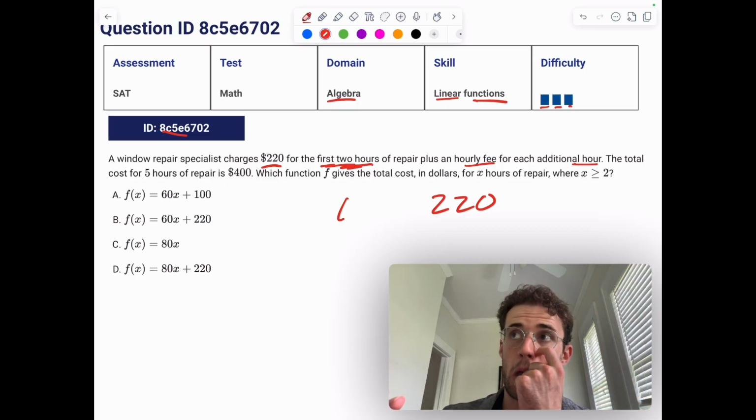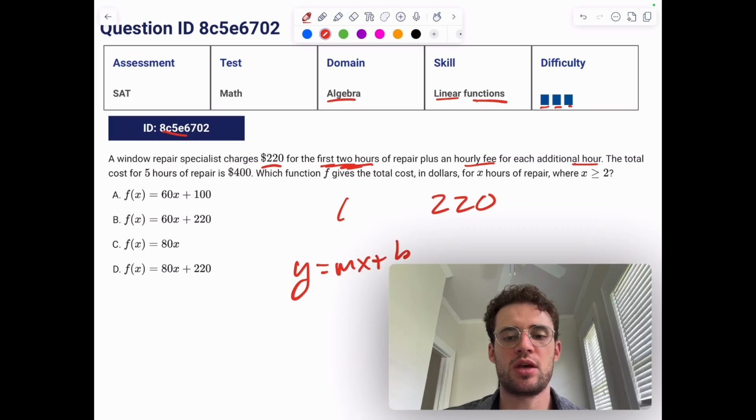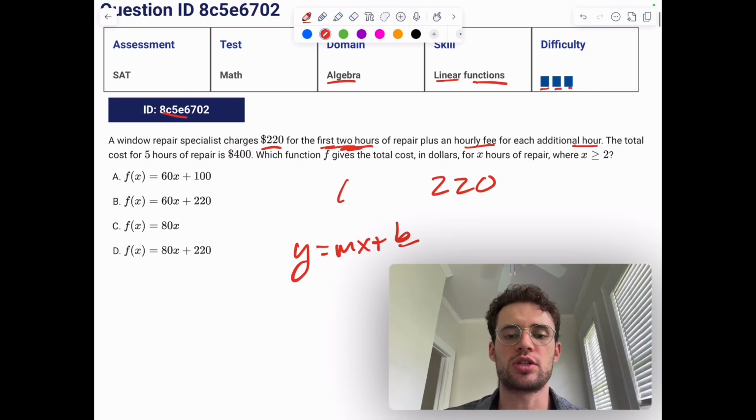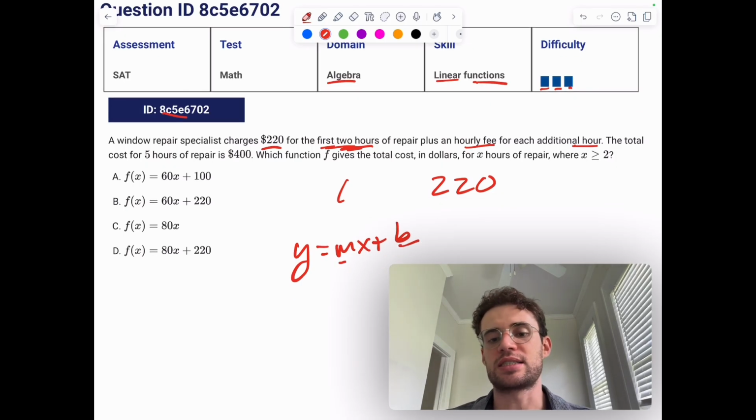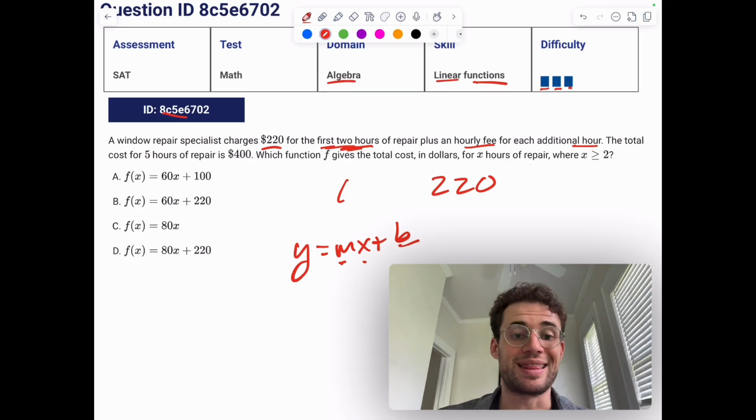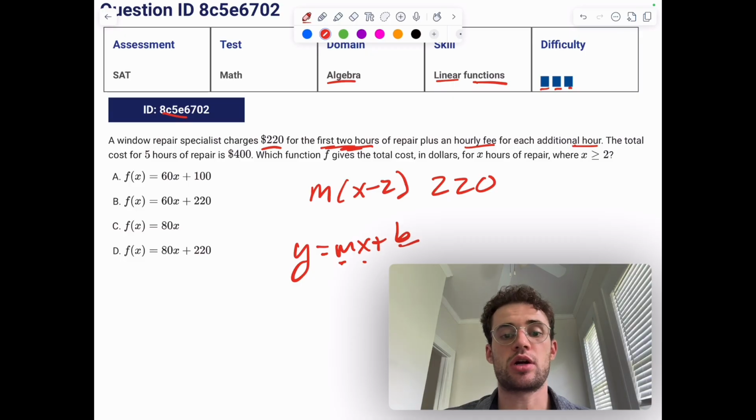cost from that $220. So what I mean is normally you would write it as y equals mx plus b, where b is your initial charge, m is the hourly rate, and then x is the number of hours, because hourly rate times the number of hours is like the total hourly cost plus that initial fee. But in this case, we're going to multiply the hourly rate by x minus 2. Because you're not being charged this m rate for the first 2 hours. It's only for those hours after the first 2.